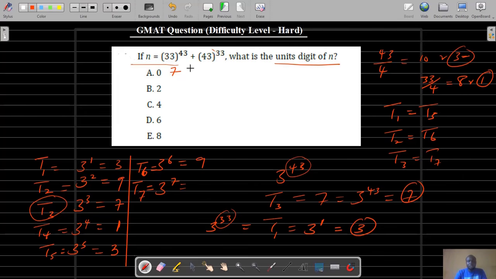So this will be 7 plus 3. The unit value for this is 7. The unit value for this is 3. And this will give us 10. And of course, the unit value for 10 is 0. So 0 is the unit value. Option A is the correct answer to this question. So this is how to solve questions on exponents in this format.